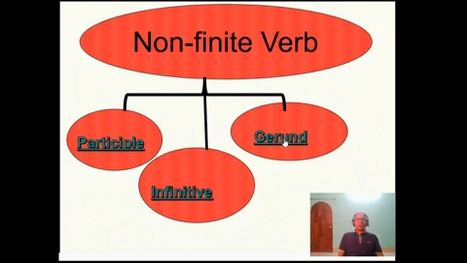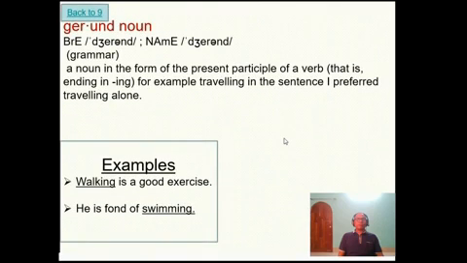Let's discuss gerund. Gerund is a noun in the form of present participle of a verb, that is, a verb ending in ing. If a verb ending in ing works as a noun, then it is called gerund. Here you find the examples of gerund.